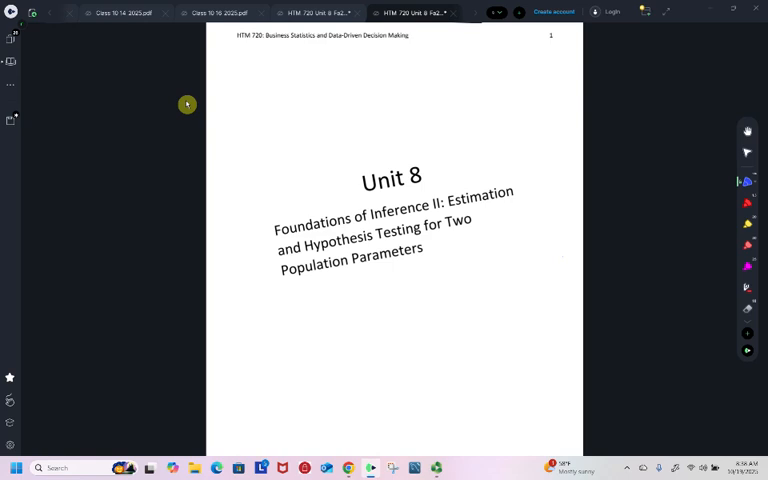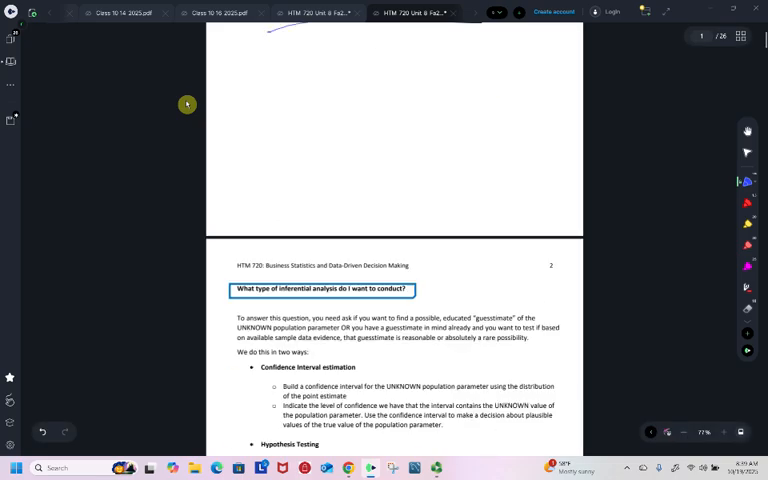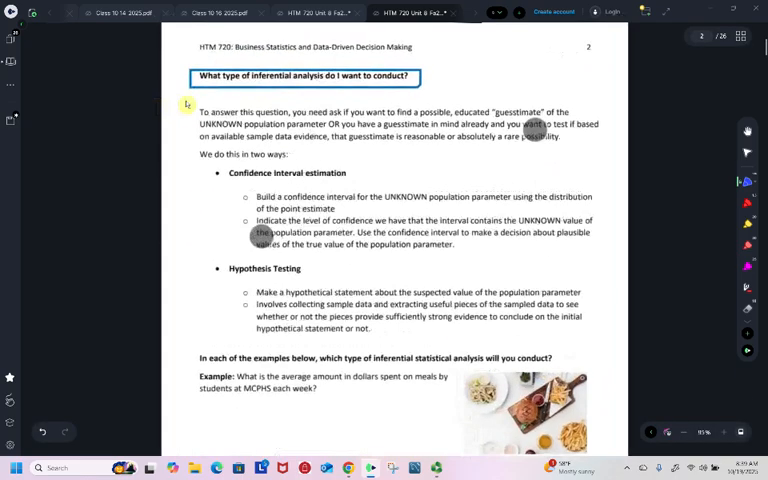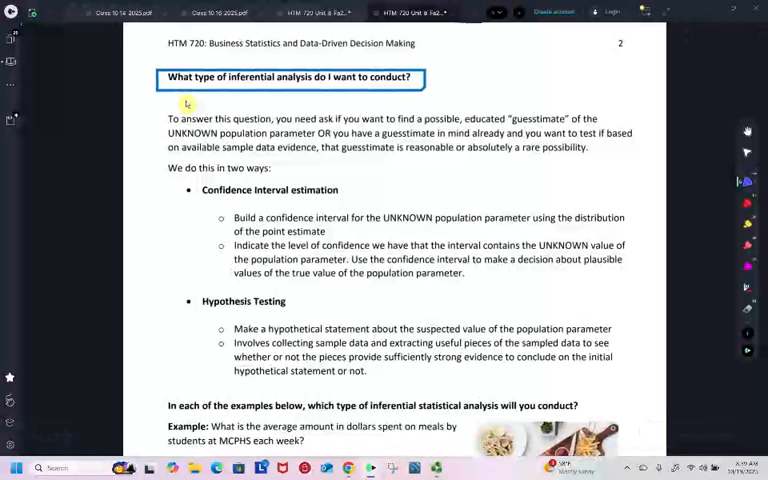In this video, we begin our discussion on how to estimate using confidence intervals and how to conduct hypothesis testing for difference of two population parameters. Along the way, we will discuss how to estimate a single population mean and also how to conduct hypothesis testing regarding the same.